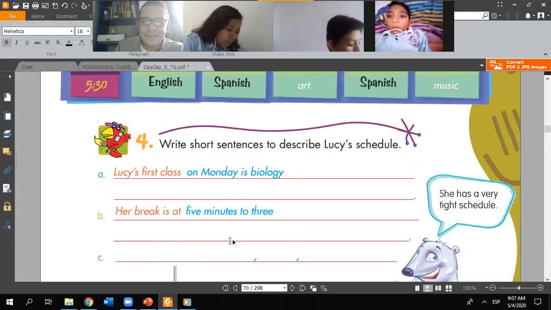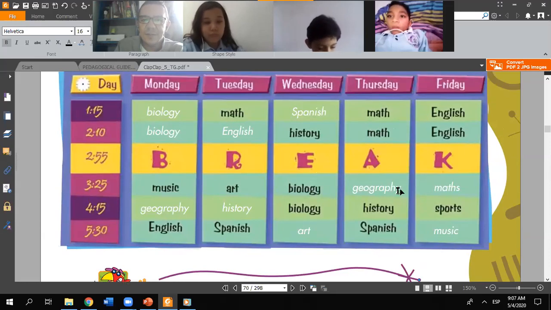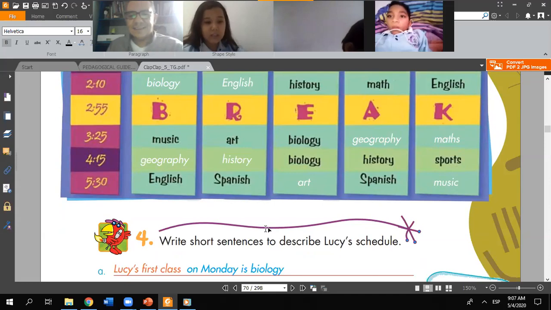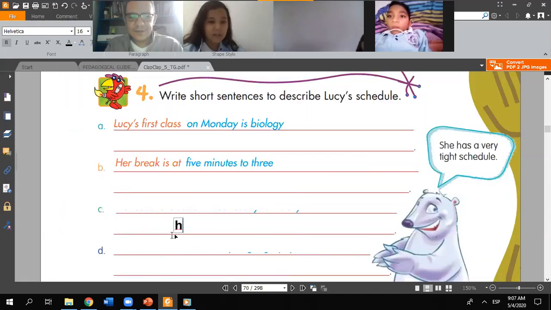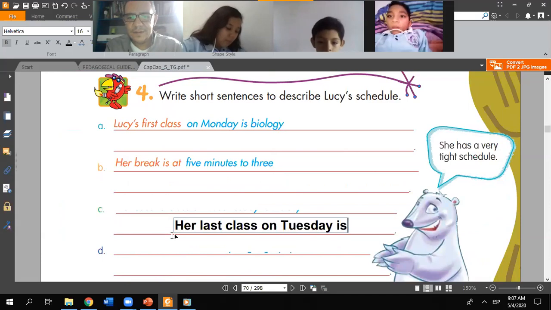Okay, another sentence about Lucy's schedule. Otra oración acerca del horario de ella. ¿Qué más podemos decir? For example, what's the last class on Tuesday? Spanish. ¿Cuál es la última clase? That's right. And we say her last class on Tuesday is Spanish. Okay. This could be one sentence. Esa podría ser una oración.